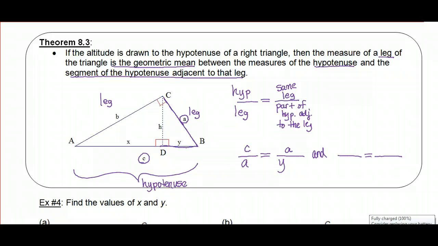Okay, the other one. I have a question. Does it matter which one? No, it all depends on what you're looking for. It doesn't matter which leg.